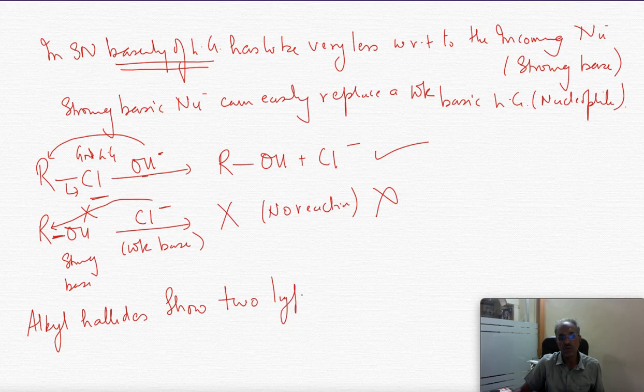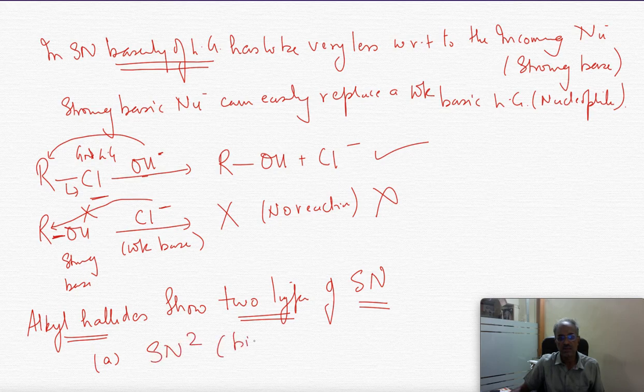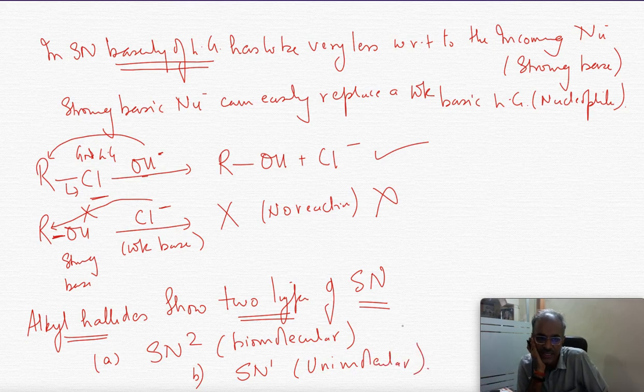Two types of nucleophilic substitution reaction, very important. Alkyl halides show two types of nucleophilic substitution reaction. One is SN2, which is known as bimolecular nucleophilic substitution reaction, and the other one is SN1, which is unimolecular nucleophilic substitution reaction.